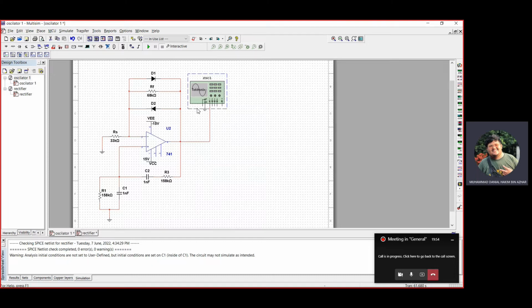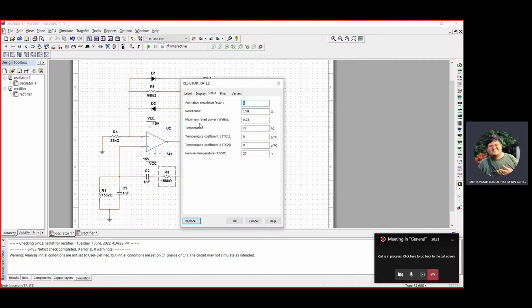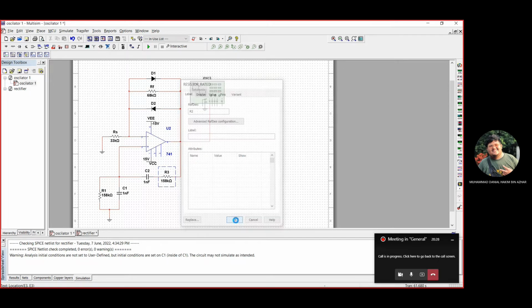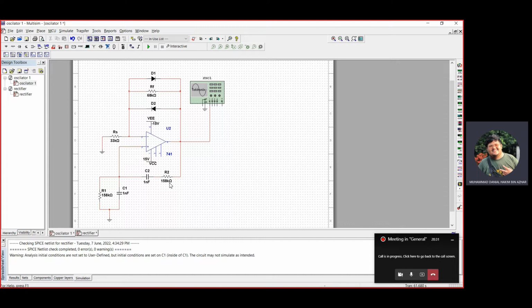This is the circuit. I use a diode because I want to prevent distortion in the circuit. This is RF, the value is 98k ohms. This is RS, 33k ohm. VEE and VCC I use 15 volt. This is R2. R2 is 158k, C2 1 nano, C1 1 nano, and R1 is 158k.